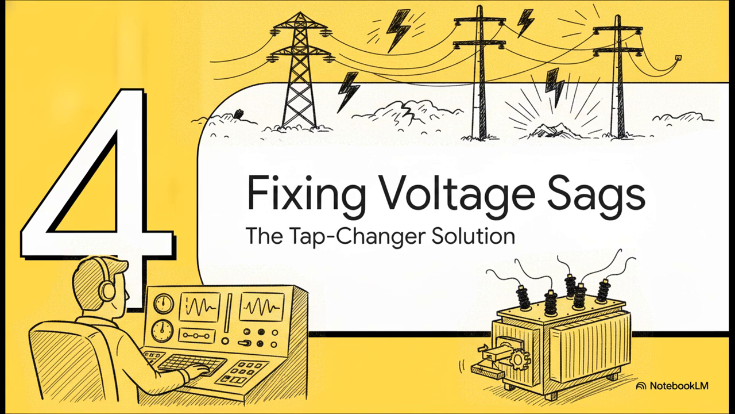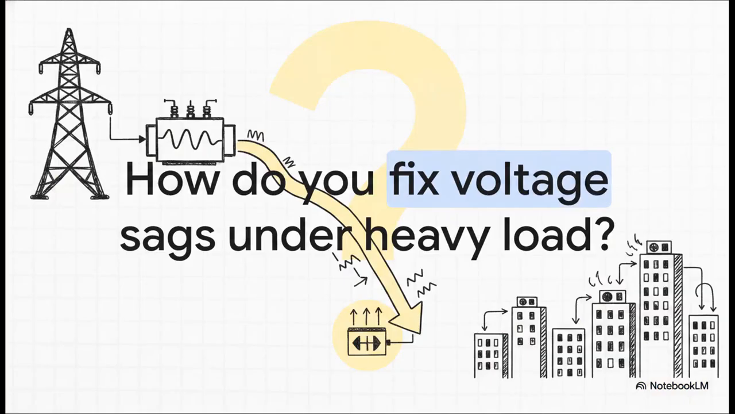Section 4. Fixing voltage sags. Okay, let's put all this into practice. Imagine you're sitting in the control room as the principal engineer, and the grid is under severe stress. A transformer's secondary voltage sags under heavy load despite a stable primary. What is the fix? Seriously, think about it for a second. The primary voltage from the transmission grid is perfectly fine.